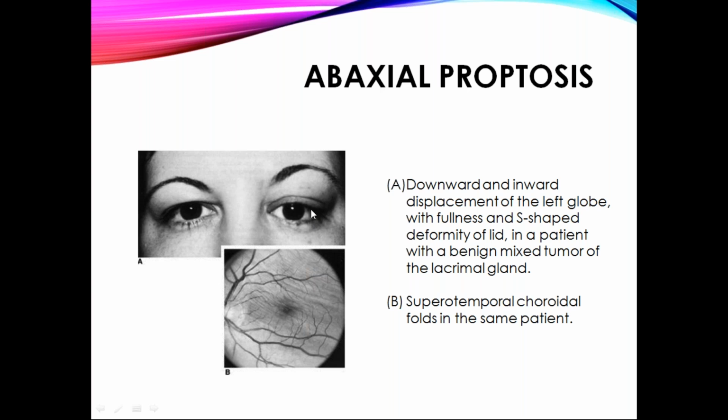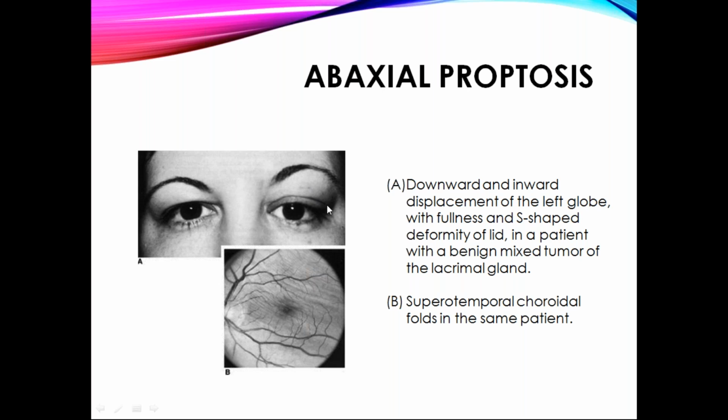If you see in this particular picture, which eye is involved? This eye is slightly moving downwards and inwards compared to the right eye. In the fundus picture, you can see a lot of folds on the retina. There is a downward and inward displacement of the left globe with fullness and S-shaped deformity of the lid, in a patient with benign mixed tumor of the gland. So when the eyeball is pushed in this direction, there should be something in this place pushing the eyeball downward and inward.